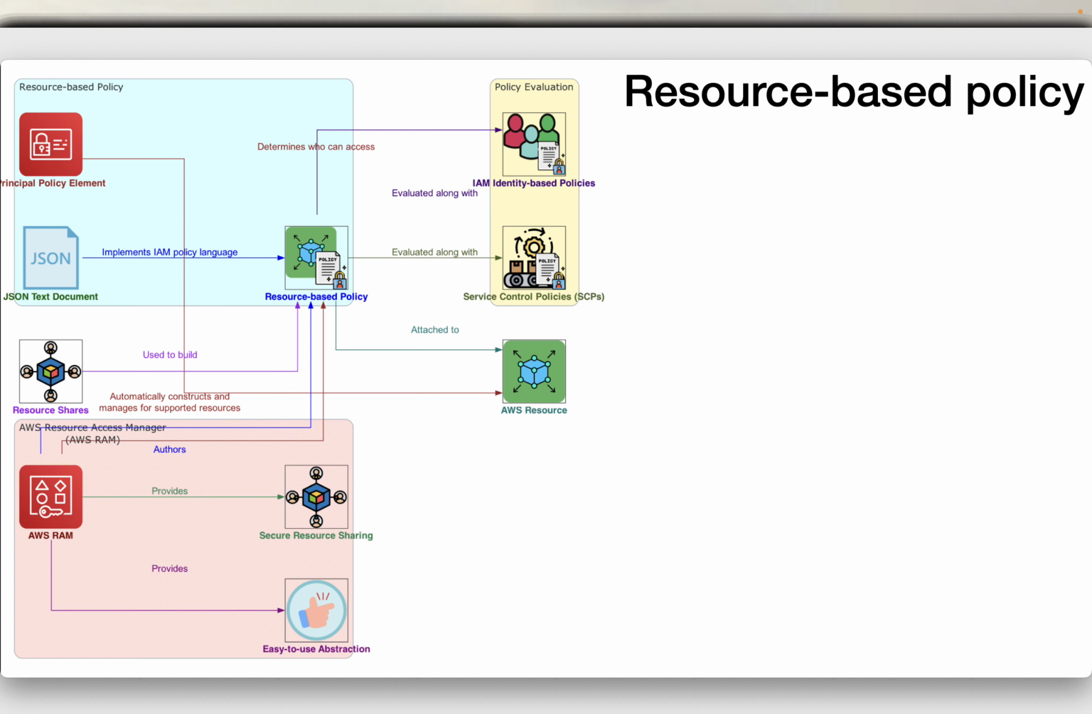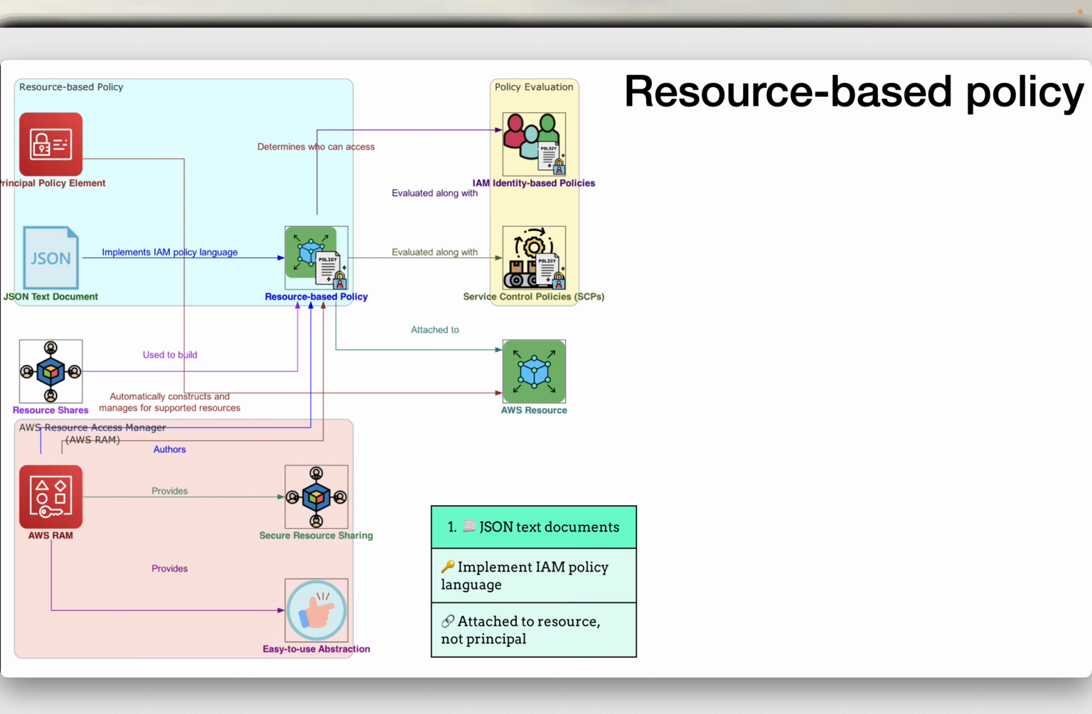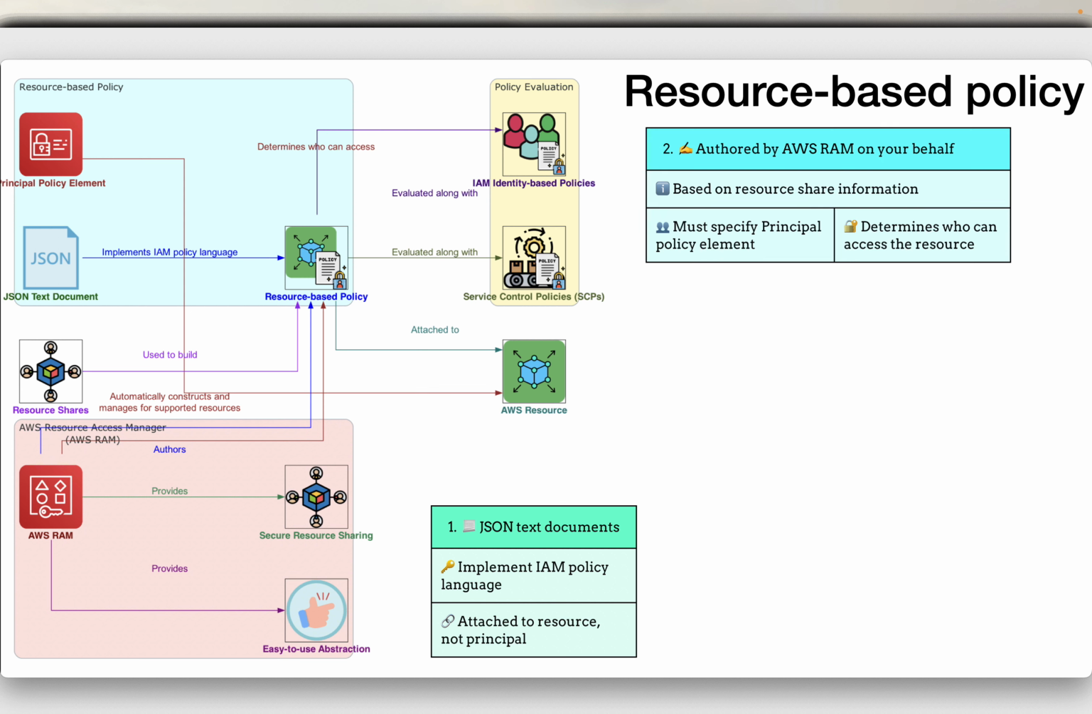And now let's see resource based policy. Resource based policies are JSON text documents that implement the IAM policy language. So unlike identity based policies that you attach to the principal, such as an IAM role or user, you attach resource based policies to the resource. AWS RAM authors resource based policies on your behalf based on the information you provide for your resource share. You must specify a principal policy element that determines who can access the resource. So basically, under the hood, it will also create the necessary resource based policies.